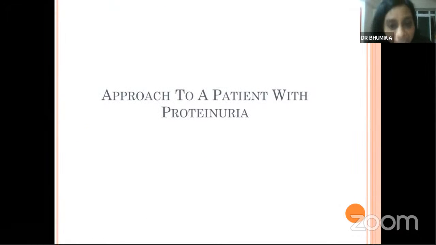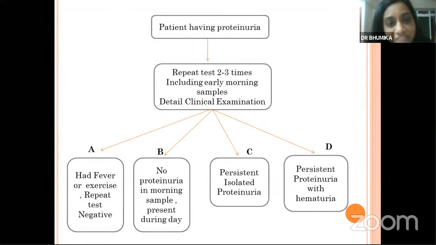Finally, my approach to a patient with proteinuria. Once the patient comes to us with a urine report or a 24-hour urine protein report or a UPCR report, the patient is having proteinuria. It is established. Then repeat the test 2 to 3 times if the patient is still with you, which includes early morning samples, and take a detailed history and clinical examination.